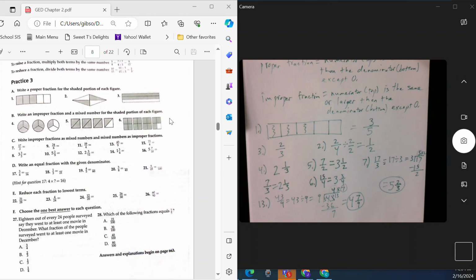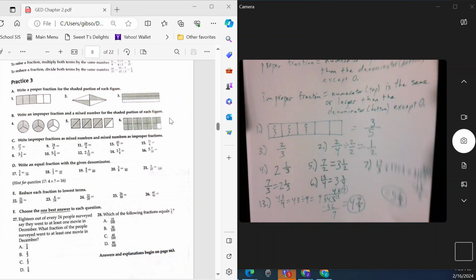Okay, now there is a problem that might be a little tricky. And it's not tricky because you don't know it, but it's tricky because we're working on something new and it will have you believing that it's something totally different than what it is. Like problem number 9.